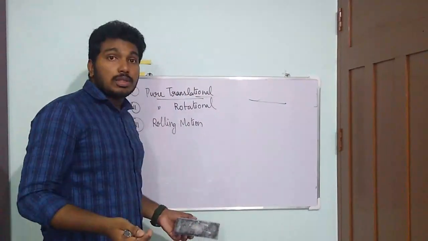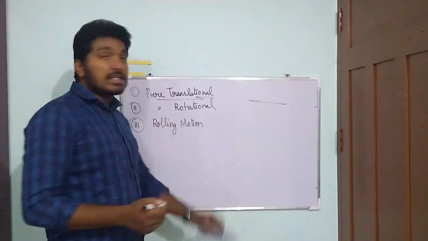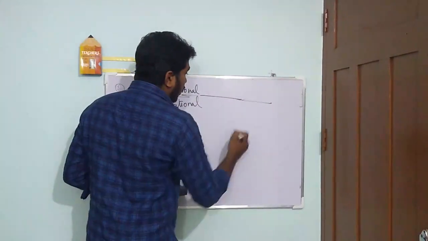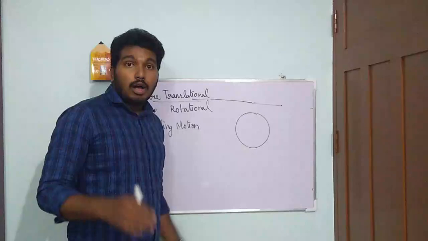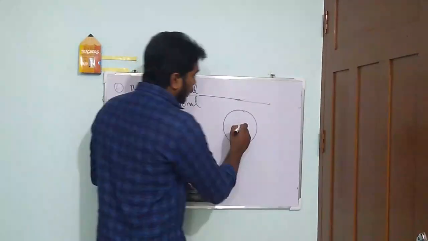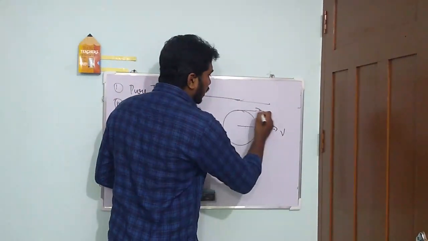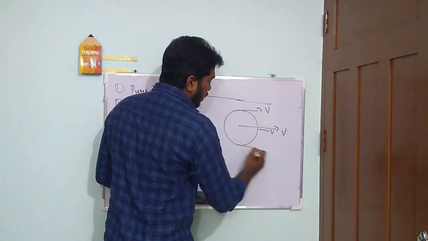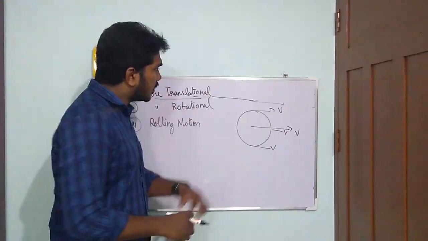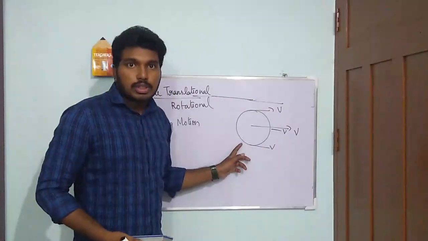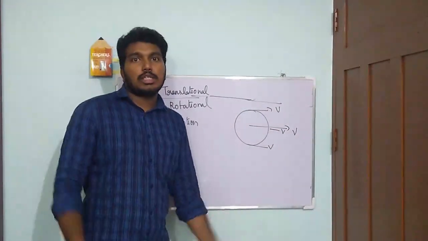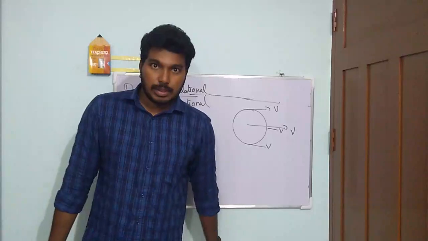So in a slipping motion or a pure translational motion, if this is my object undergoing slipping or pure translation, it means at each and every single point we take, the velocity will be v itself. No change in that, because it is a pure slipping motion. Every point on the object will be moving with the velocity v itself. There won't be any change there.